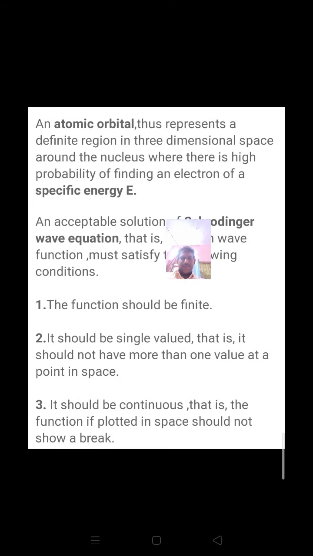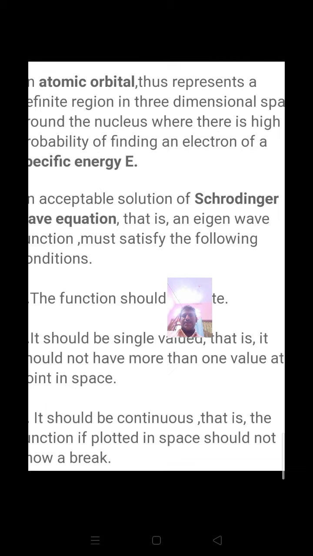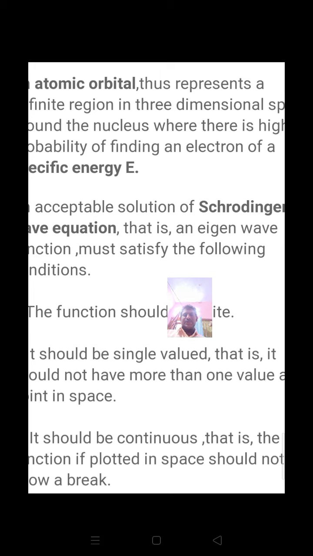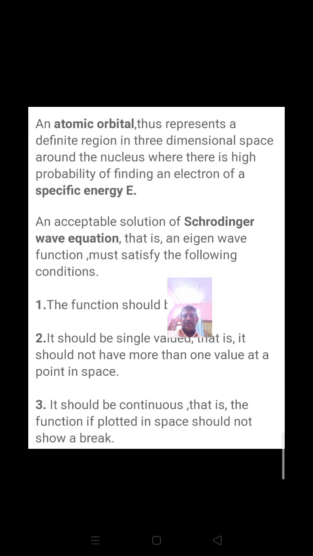An atomic orbital thus represents a definite region in three-dimensional space around the nucleus where there is a high probability of finding an electron of a specific energy E. That means the atomic orbital is the region where the probability of finding an electron around the nucleus is maximum.